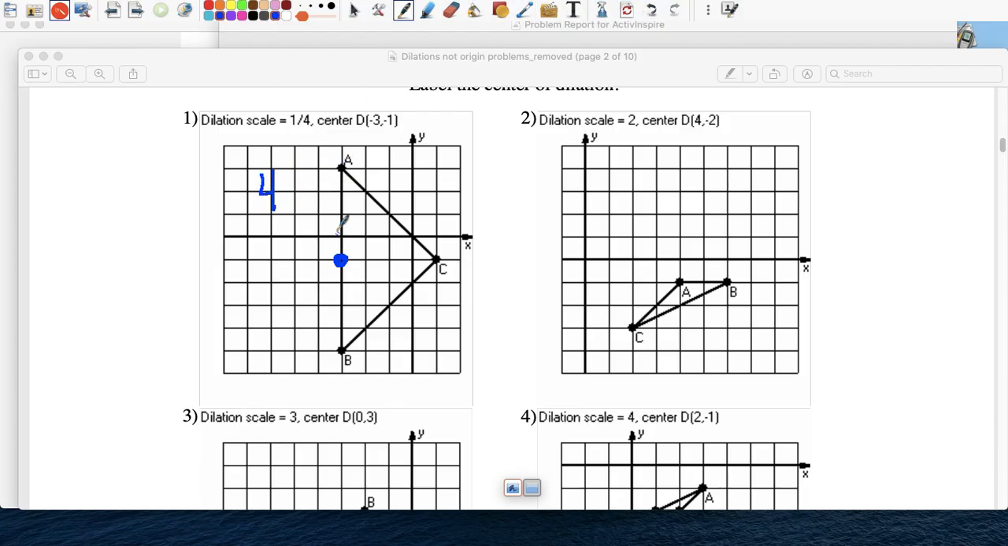4 units, right? But I want 1/4 of 4. So if I take 4 and multiply it by 1/4, it's going to equal 1. So point A is there. Point A prime is right here.